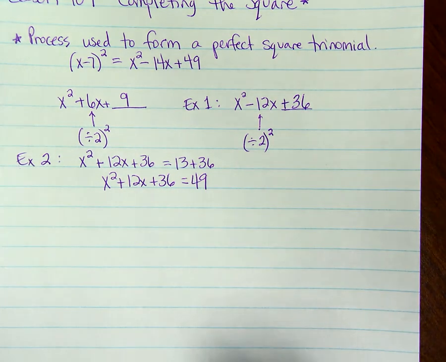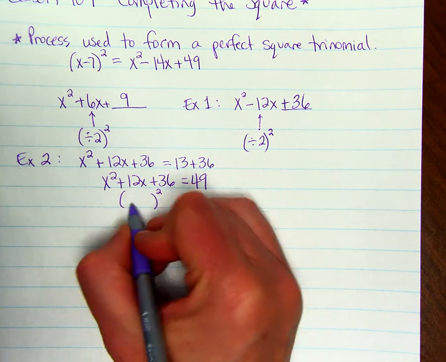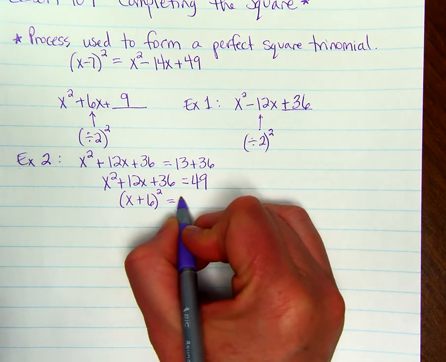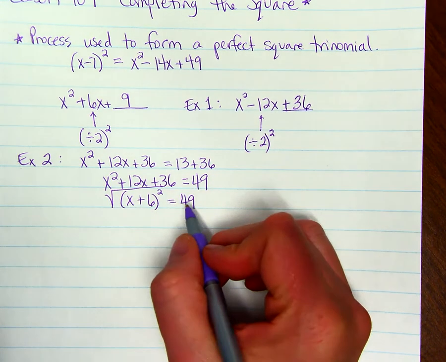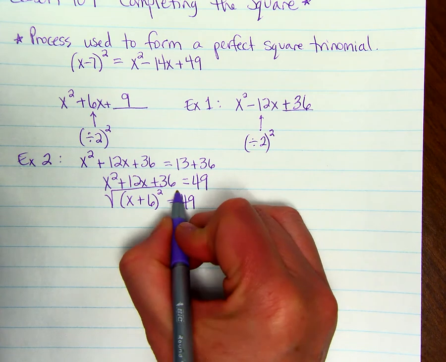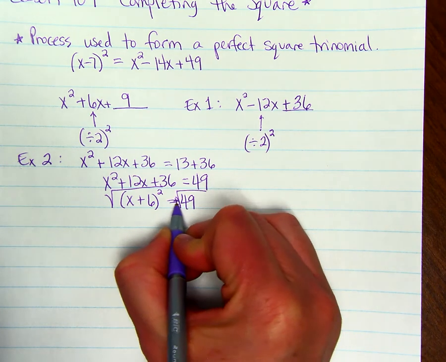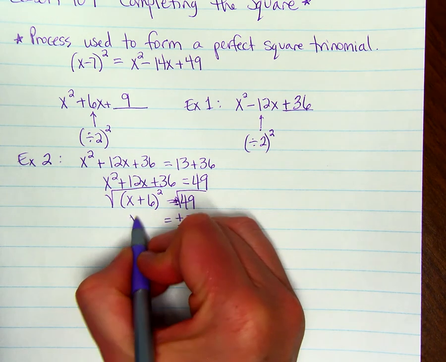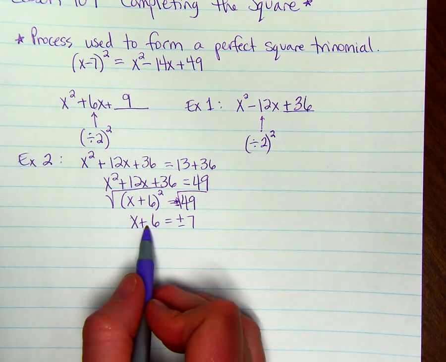And then what we're going to do is rewrite the left side as the square of a binomial. Since it's a perfect square, we have x plus 6, quantity squared, equals 49. What you want to do now is take the square root of both sides. And when you take the square root, remember we learned this just a couple lessons ago, you want plus and minus the square root of 49. So we have x plus 6. When you take the square root of a perfect square, you just get x plus 6.